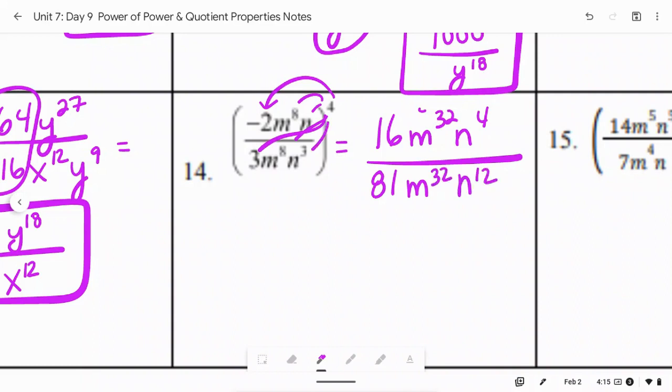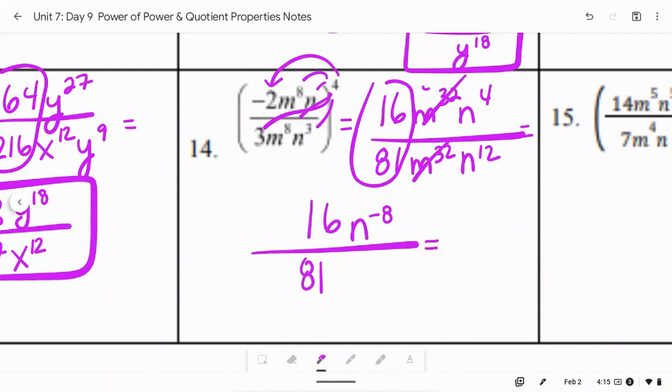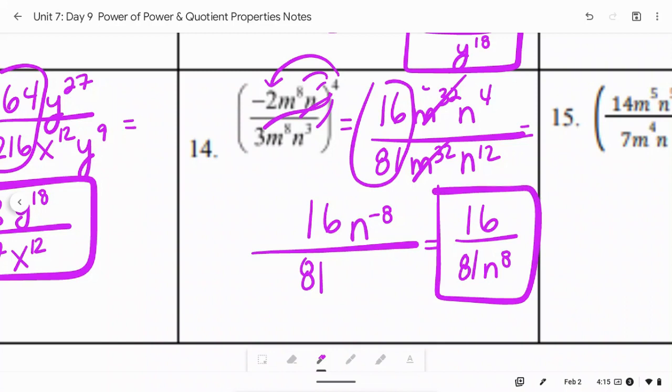and the 12th. Since it's division, we're going to check to see, can we reduce 16 over 81? I don't think we can, so we'll just leave it. And then since the m's have the same exponent, we can just cancel those out. And then we're going to subtract 4 minus 12 to get n to the negative 8 power. But we can't leave that negative exponent, so let's move it into the denominator. So I get 16 over 81 n to the positive 8 power.